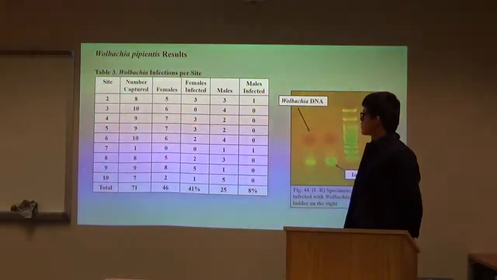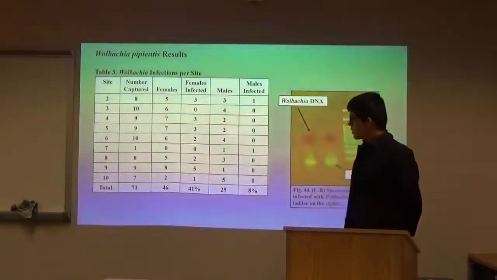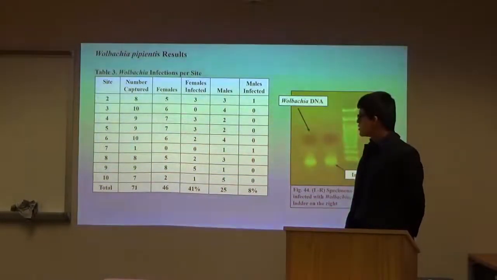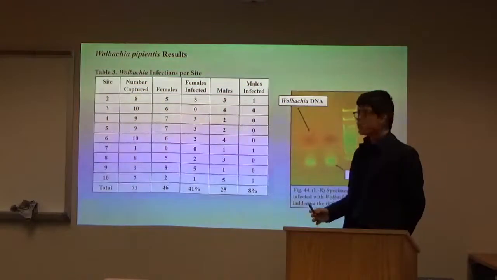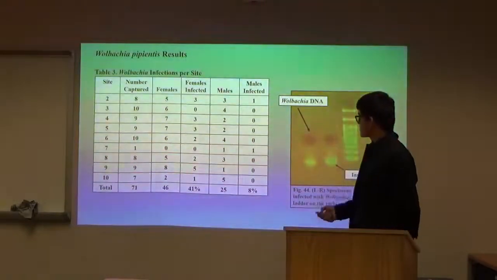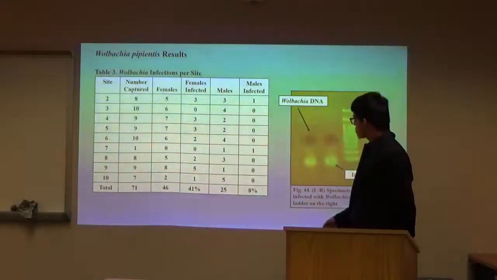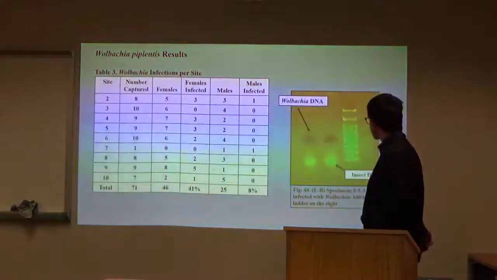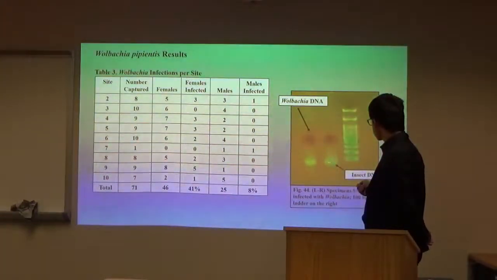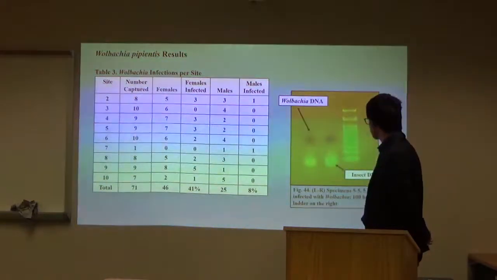Wolbachia pipientis results. Of the 10 sites, a total of 71 cicadas were captured, and of the 46 females, 41% were infected with Wolbachia pipientis, and of the 25 males, only 8% were infected. Figure 44 displays the electrophoresis gel, which separates the insect DNA from Wolbachia DNA, and the bp ladder on the right is used as a form of measurement.